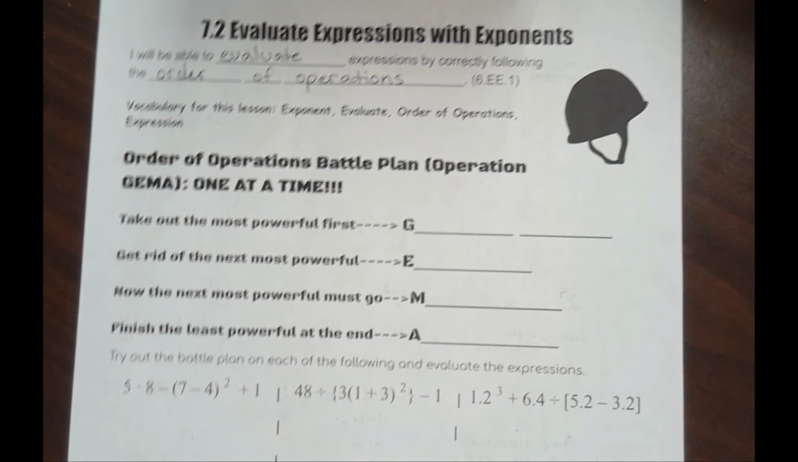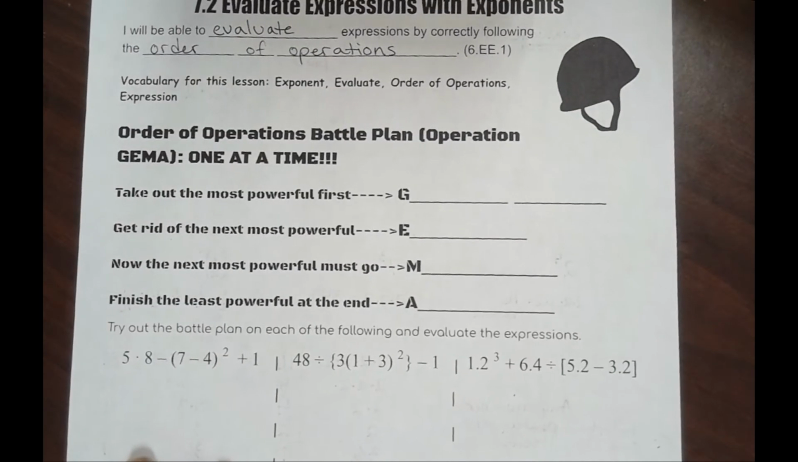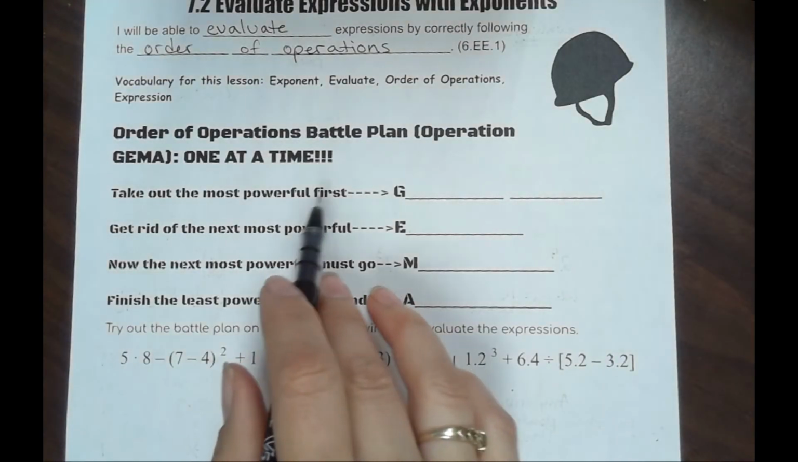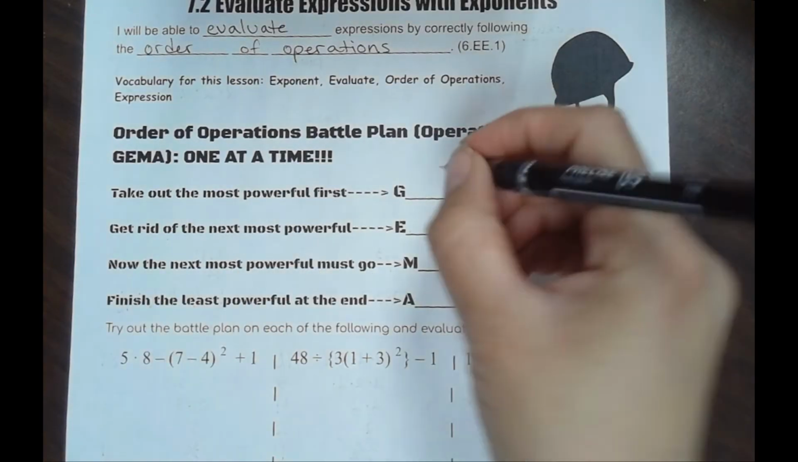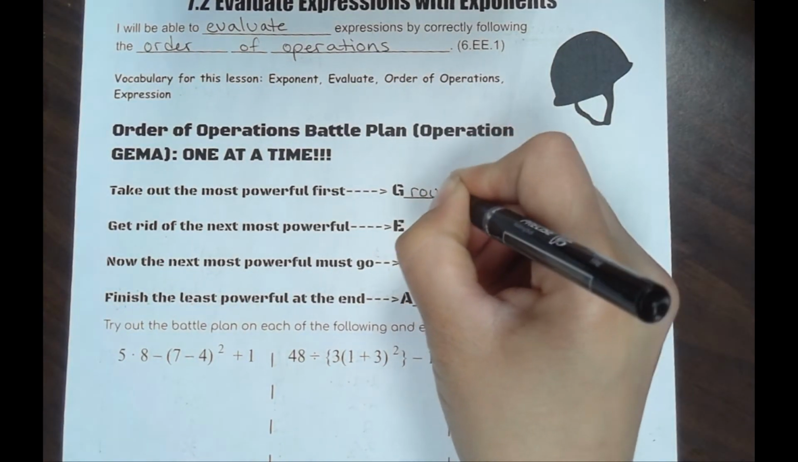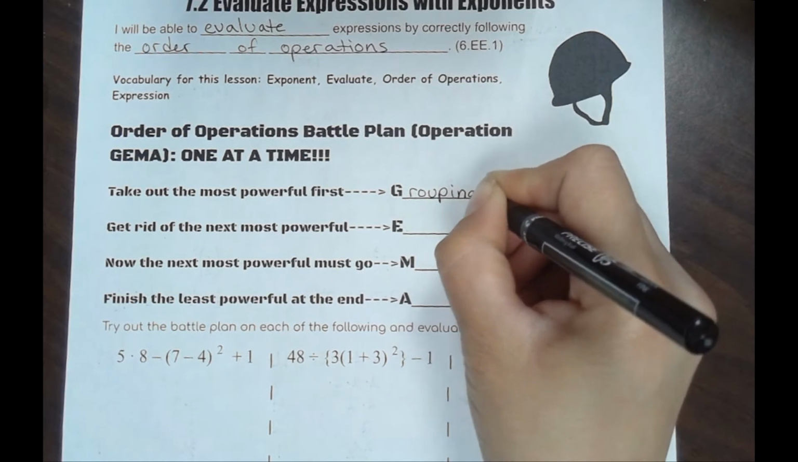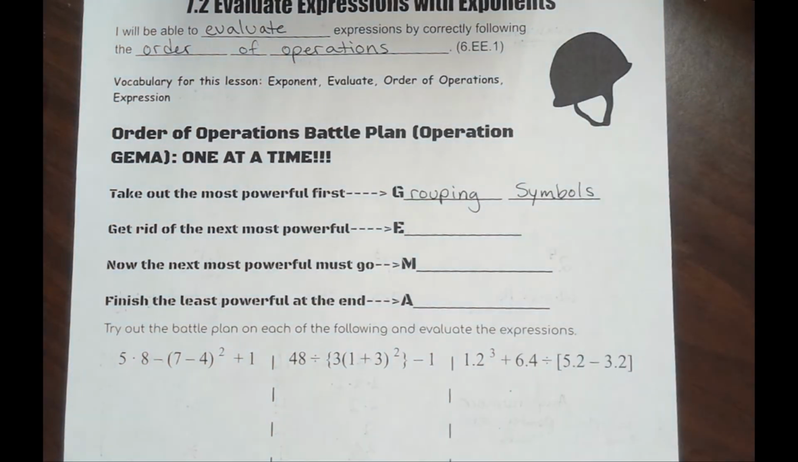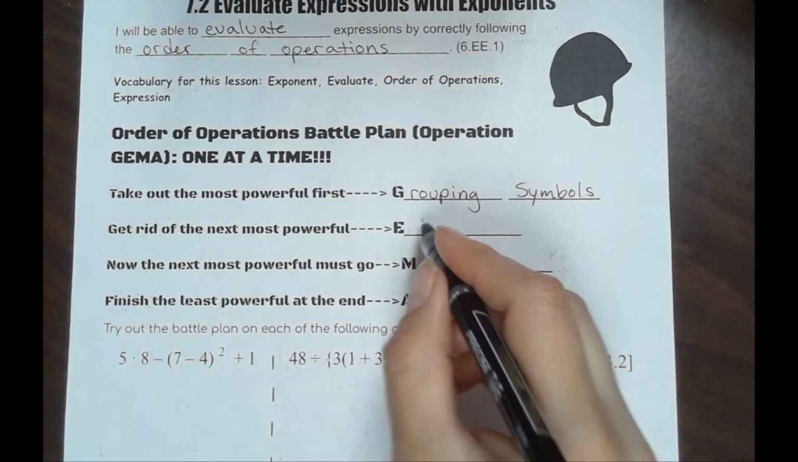Okay, order of operations, battle plan, Operation GEMMA. One at a time. So, you're in a battle against these expressions. Hit them where it counts first. So first, take out the most powerful first. That would be your grouping symbols. Take out the grouping symbols. Now, inside the grouping symbols, it still follows the order of operations. So whatever is inside there, you still have to follow these.